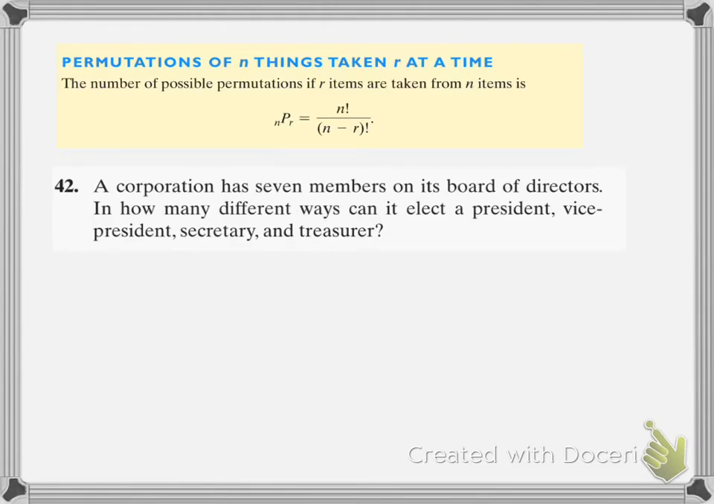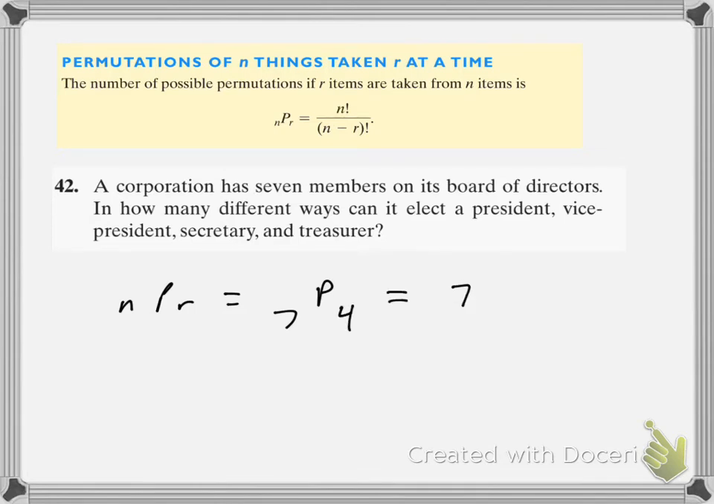So a corporation has 7 members on its board of directors. In how many different ways can it elect a president, vice president, secretary, and treasurer? So we've got 7 members total. The way we'd write this is nPr, in this case 7 permuted, and it looks like we're doing 1, 2, 3, 4 roles. How many different ways are there for us to put those in those roles? So that'd be 7 permuted 4.